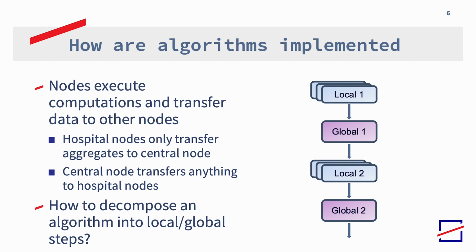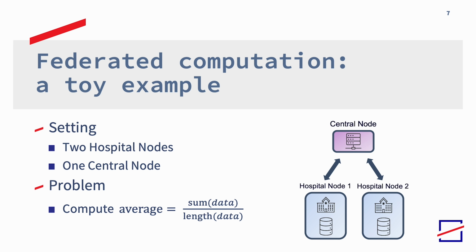In order, therefore, to implement an algorithm in our federated environment, we need to answer the following questions. First, how to decompose an algorithm into local and global steps. And second, what kind of information should the nodes exchange? I will answer these questions starting from a toy example and then attempt to give a more general solution.